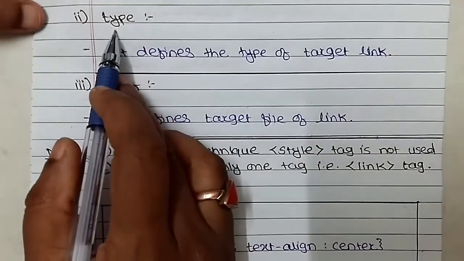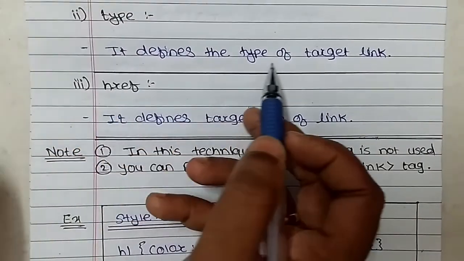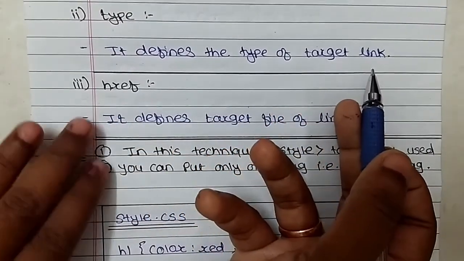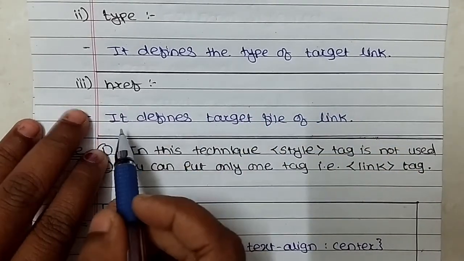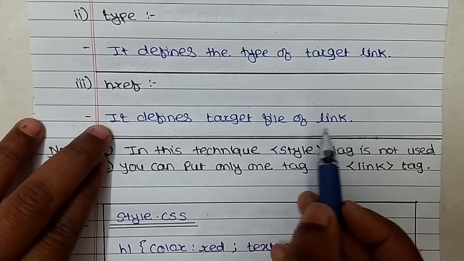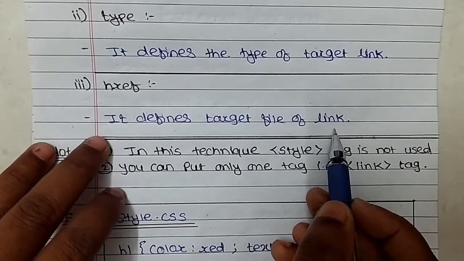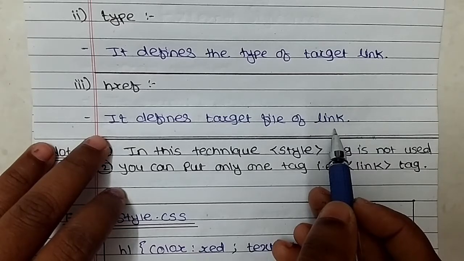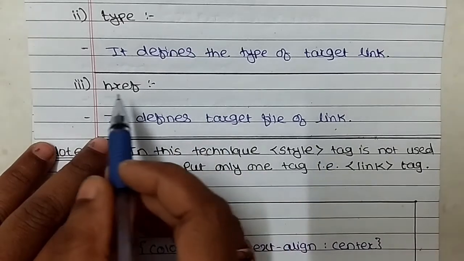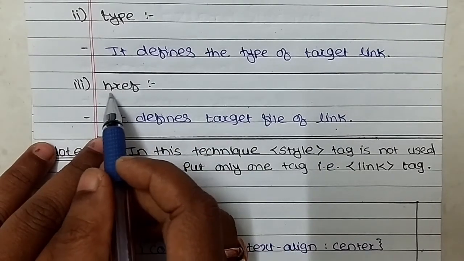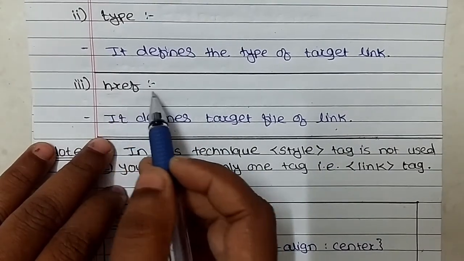Next attribute, type. It defines the type of target link. Next attribute, href. It defines the target file of the link. It defines the target file, that means where this .css file is stored or saved. So the path of that file is given with the help of this attribute href.